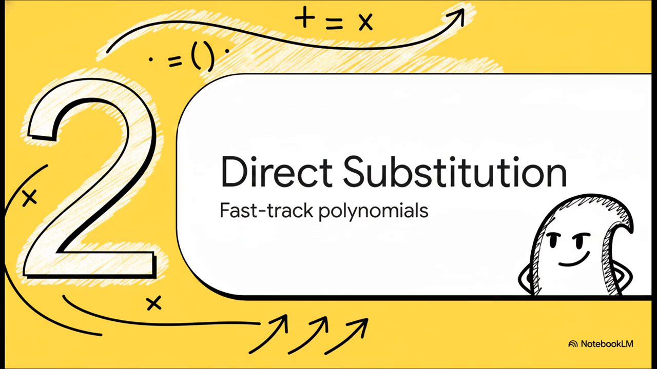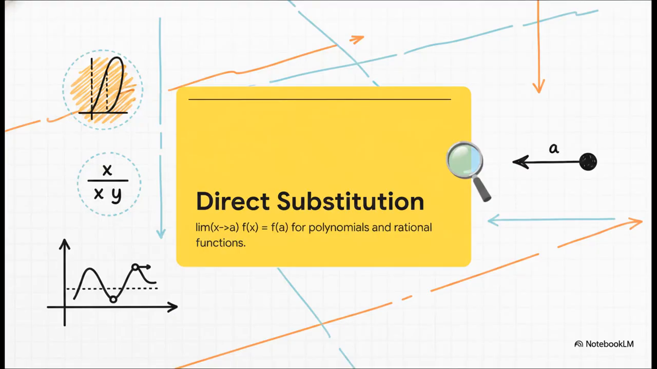Section 2. The Direct Substitution Shortcut. Fast-tracking polite functions. Now, I know what you're thinking. You're wondering, is there a faster route to all this? Oh, absolutely. Let me introduce you to the magic of the shortcut. This is called the Direct Substitution Property. If the function you're looking at is a polynomial or a rational function, and the number you are approaching is actually in its domain, please do not waste your time distributing limits step by step. Just plug the number right in.